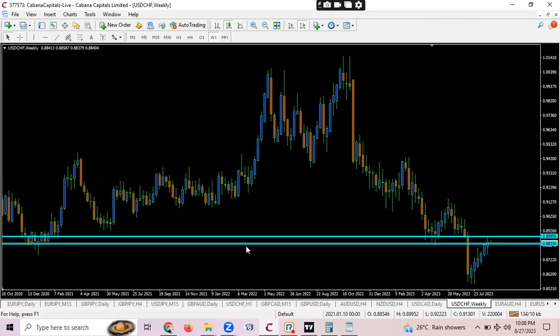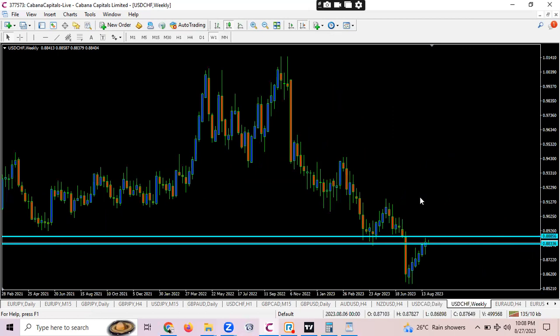So the rejection we saw on USDCHF on Friday could be as a result of this resistance. So there's a possibility for price to start dropping from the current market price. It is very possible because the market tested a resistance level and there was a rejection from that level.